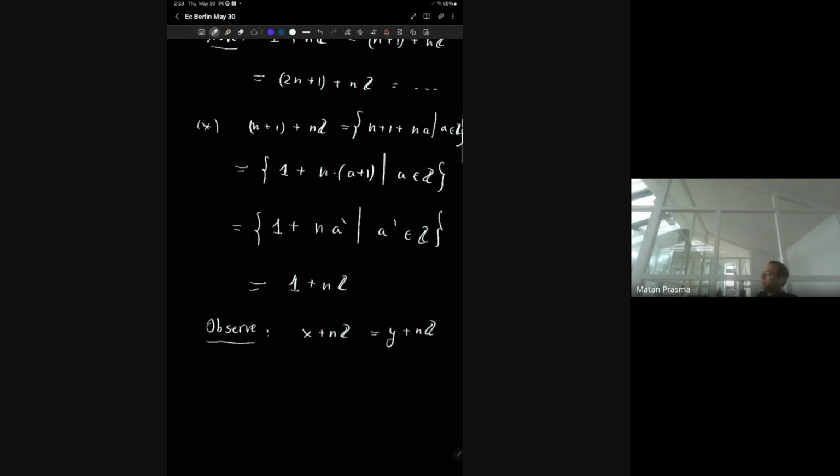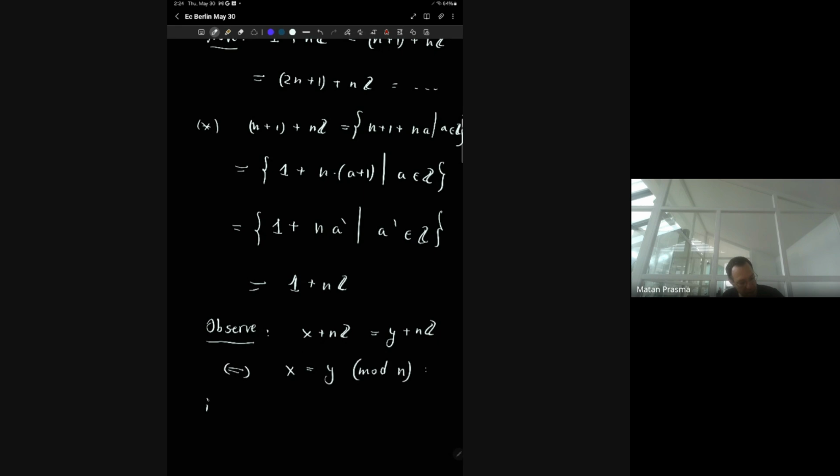I want to have a condition depending only on x and y that will guarantee me that if this condition is met, then these two cosets are equal. They have the same remainder in the division by n. I claim that these two cosets are equal if and only if x is equal to y modulo n. And the way to see it is as follows.